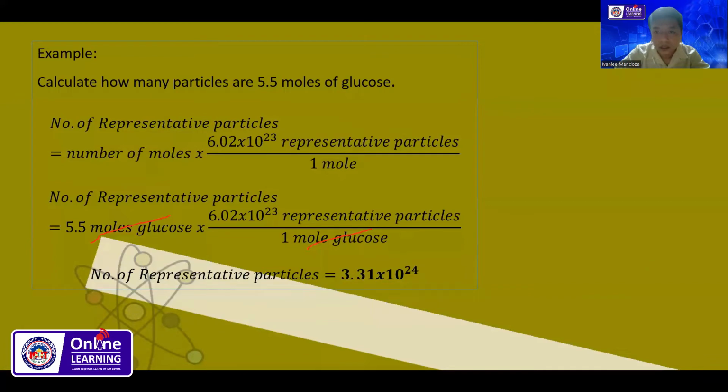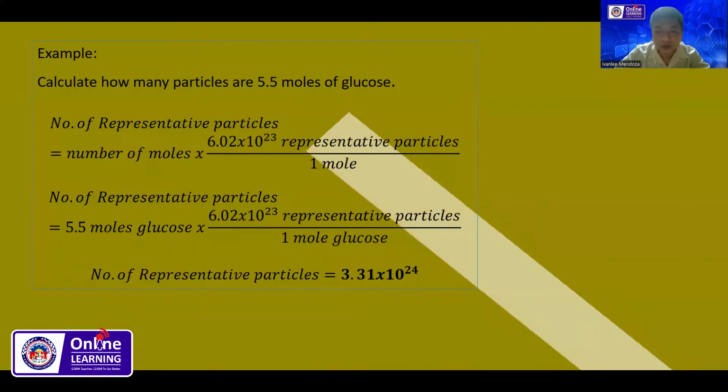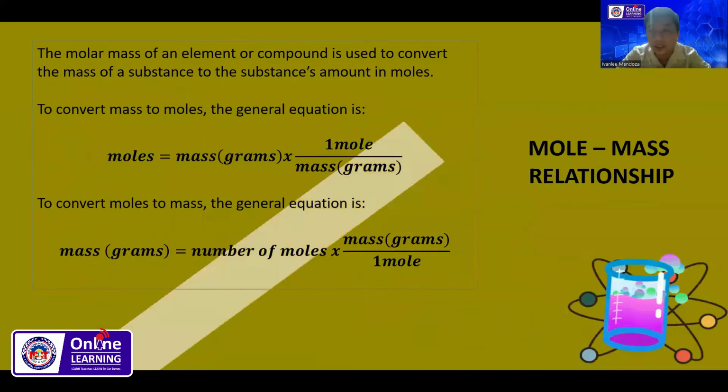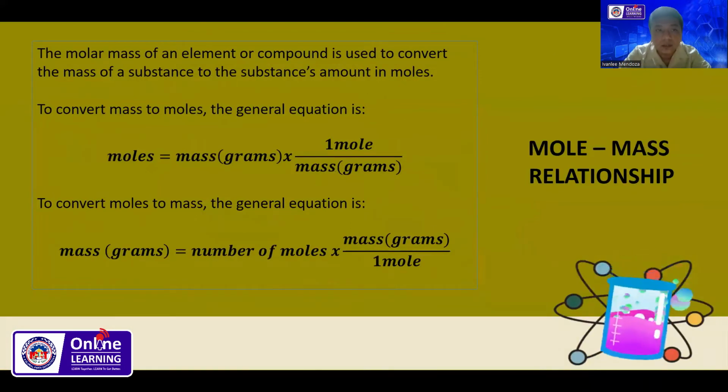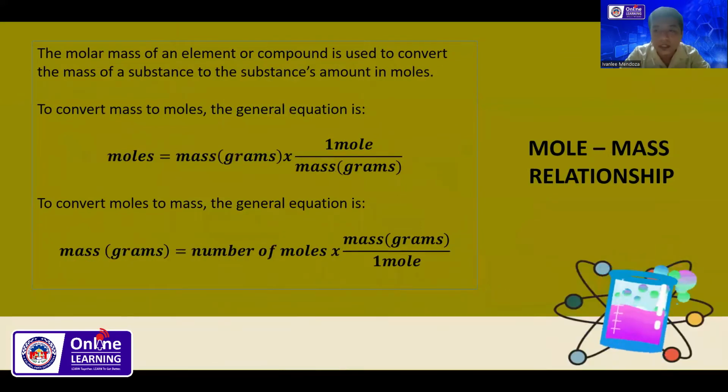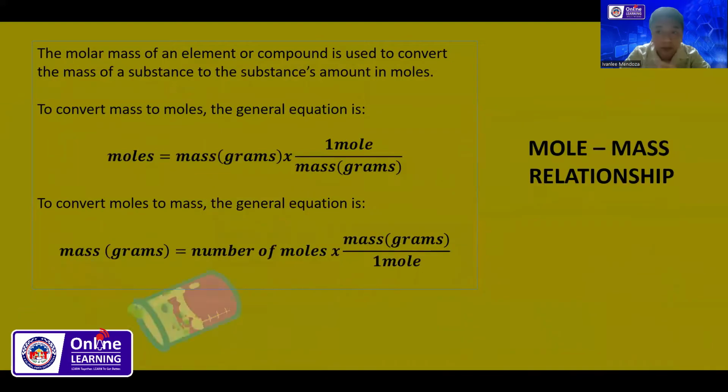So let us go now to the next part. The next part of the topic is about the mole-mass relationship. The molar mass of an element or compound is used to convert the mass of a substance to the substance amount in moles. Now, we have here the conversion between mass to mole or moles to mass, or vice versa.